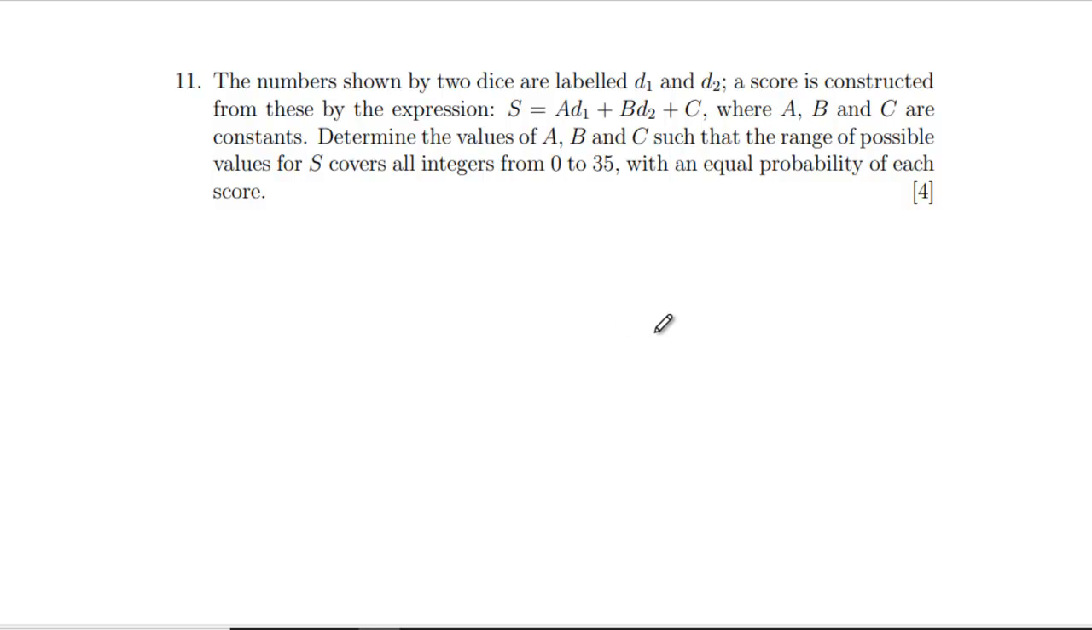The numbers shown by 2 dice are labelled D1 and D2. A score is constructed from these by the expression S equals A D1 plus B D2 plus C, where A, B, and C are constants. Determine the values of A, B, and C such that the range of possible values for S covers all integers from 0 to 35 with an equal probability of each one. My word. Right, so we need one answer for each one of them.